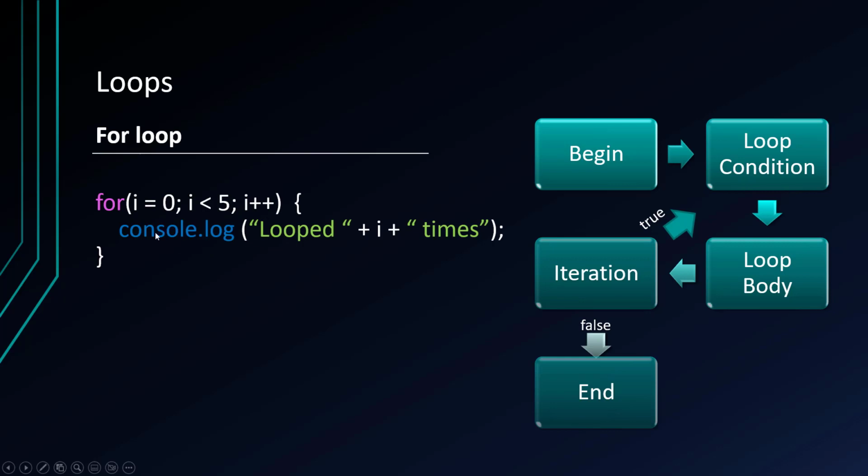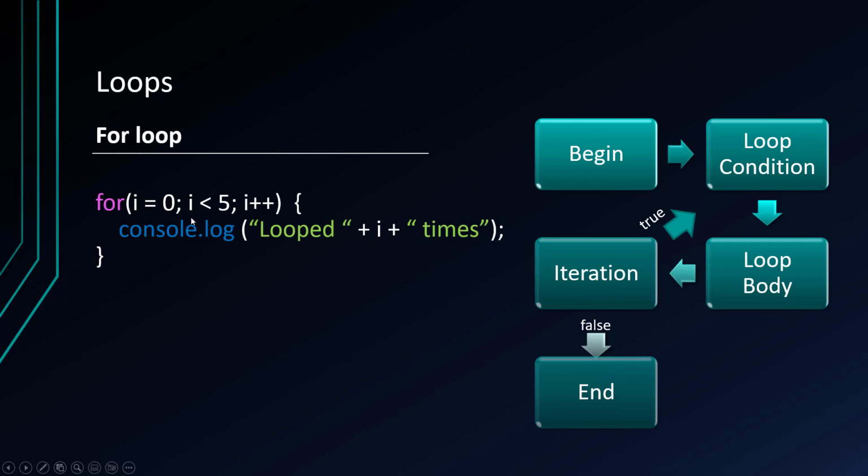So the first time, i is 0, and then it's going to check to see if i is less than 5. And so i is 0, so 0 is less than 5. So it's going to go through the loop and do whatever we want it to do. And then it's going to add 1 to 0, so i is now 1. So it's going to check again. Is 1 less than 5? If it is, it's going to do it again and add 1 to i.